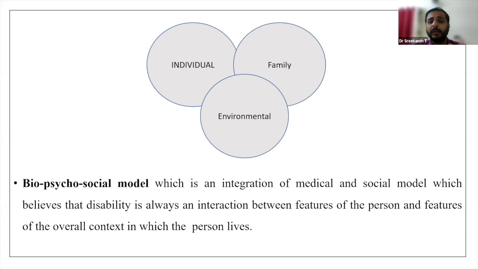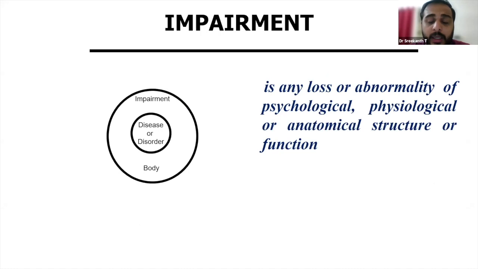So here, many of you discussed different terms such as impairment. Some of you discussed disability. Some of you discussed handicap. When you're working in this particular area, you have to clearly understand the difference between these three terms. While looking at disability, you have to look at three important terms. The first one is impairment. The second one is disability. And the third one is handicap.